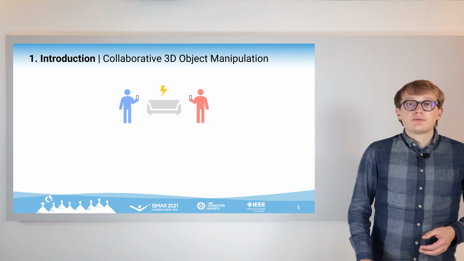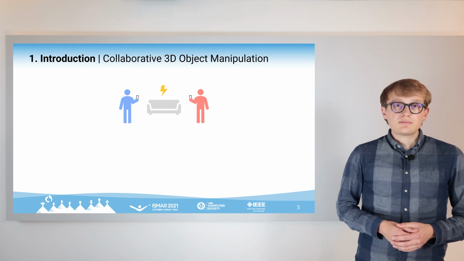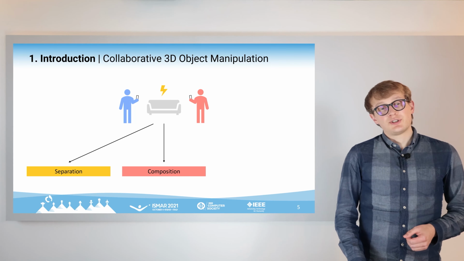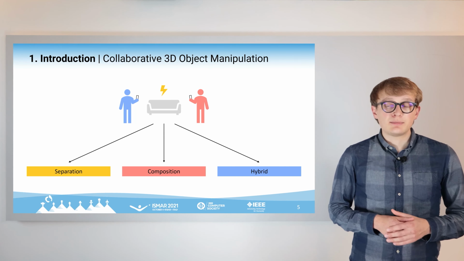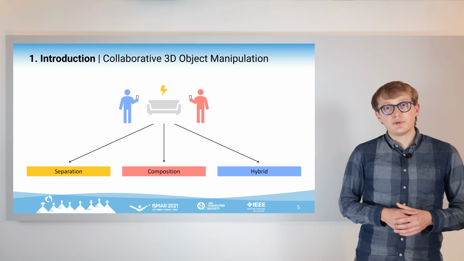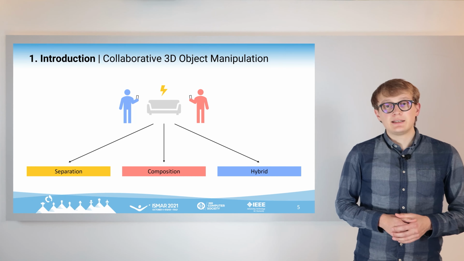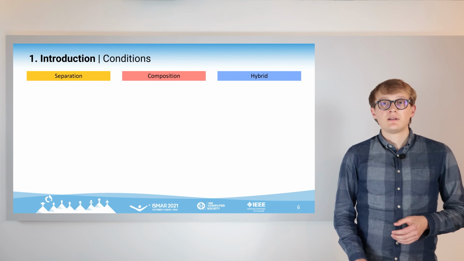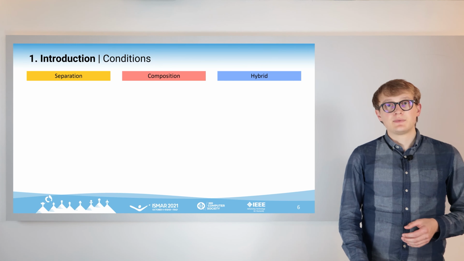From our literature research, we derived 3 different techniques to solve this conflict. And these techniques are separation, composition, and hybrid. And with these techniques, we implemented a collaborative variant of IKEA's AR furnishing app and then used this app to compare the 3 techniques in a user study. And on the following slides, I will now shortly explain our techniques.